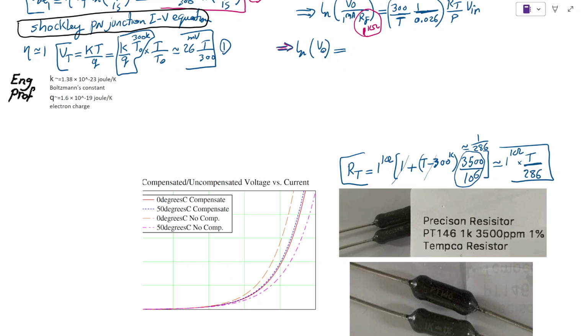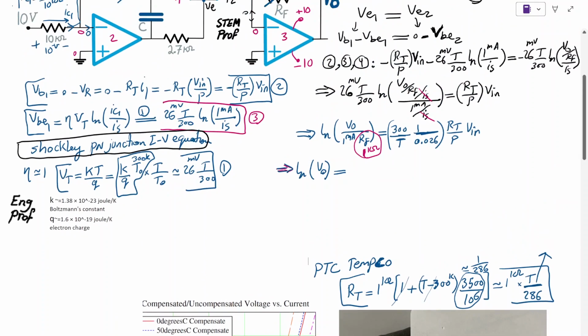So this is a positive temperature coefficient, so that's why we say it's PTC, positive temperature coefficient, and then we say Tempco, temperature compensating resistor, this PT146. As temperature is increasing, the value of the resistor is increasing. We have negative temperature coefficient, NTC, basically, but it's not here. This is PTC. So let's go back to here.